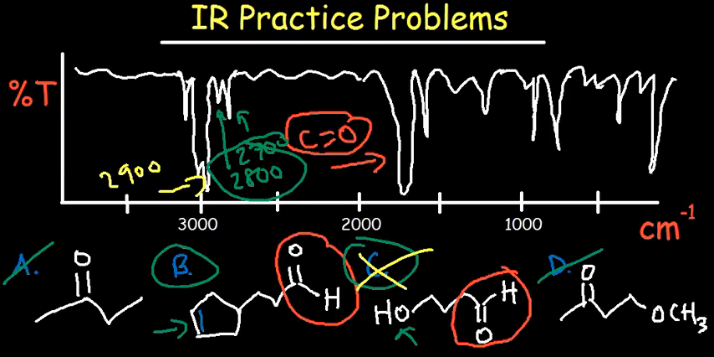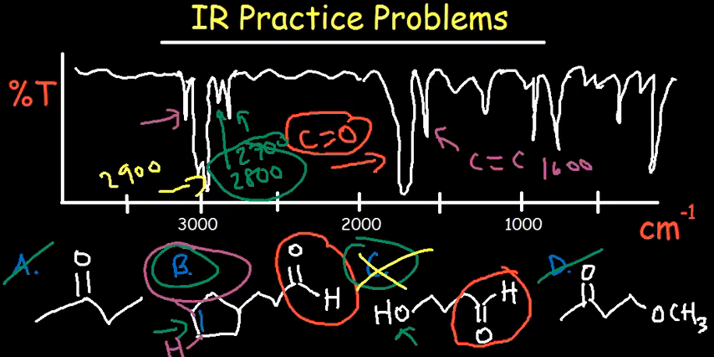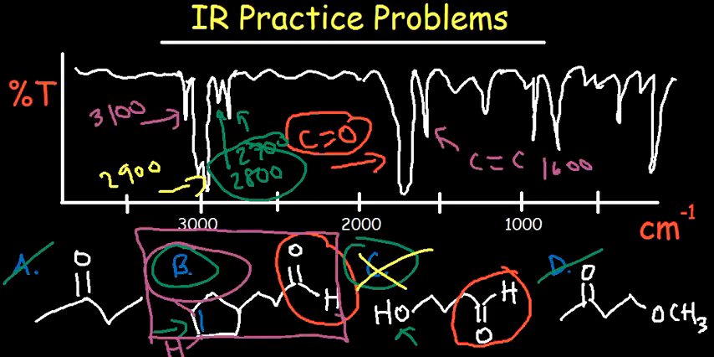But now let's confirm that our answer is indeed B. If you notice, we have an alkene C double bond C stretch around 1600. And also, there's the alkene CH stretch, which is somewhere around here, close to 3100. So based on this IR spectrum, we can say that B is the answer. We have an alkene plus an aldehyde, according to that graph.